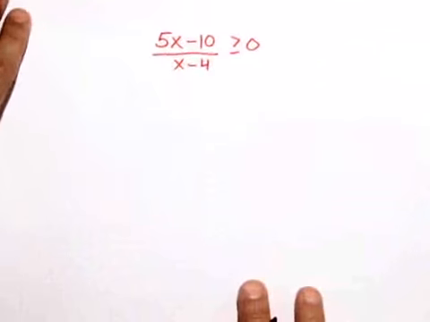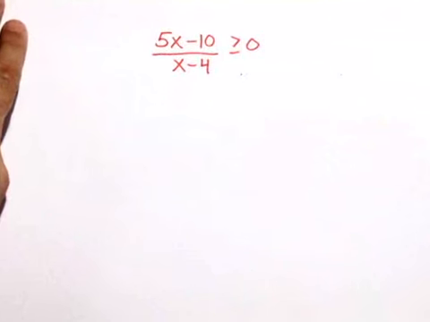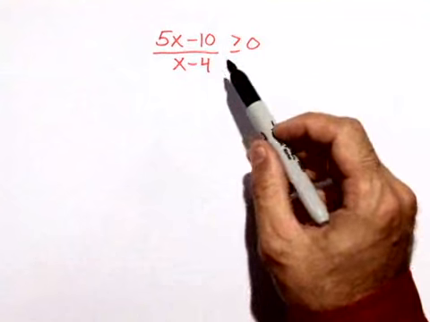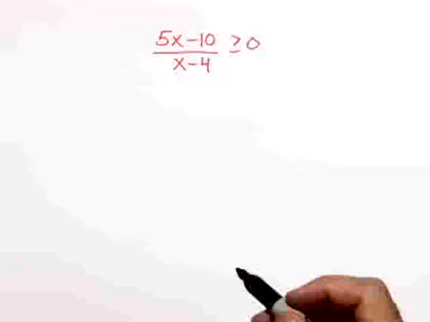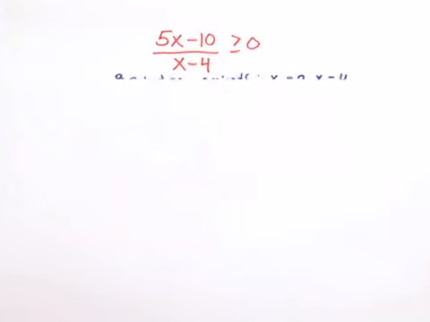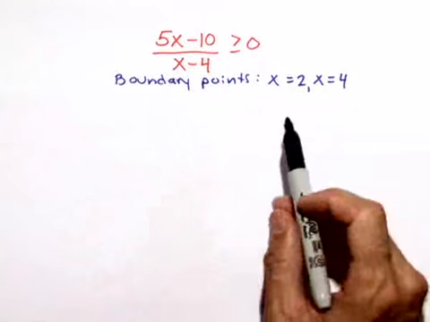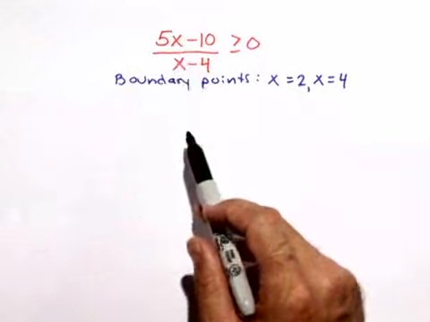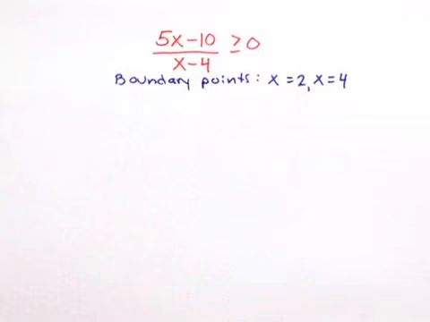Now this is a skill you should have acquired earlier in the text, so I'm going to go quickly through it. Here we have a rational inequality. The first thing that we like to do is find our boundary points. Those are the values of x for which the numerator is 0 and the denominator is 0. Our boundary points in this case are 2, that gets us 0 in the numerator, and 4, that gets us 0 in the denominator.